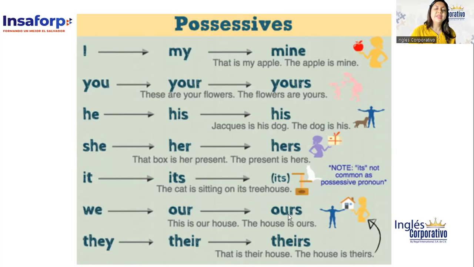We, our, and ours. This is our house. The house is ours. Esta es nuestra casa. La casa es nuestra. They, their, and theirs. That is their house. Esa es su casa, la de ellos. La casa es de ellos. The house is theirs. La casa es de ellos.